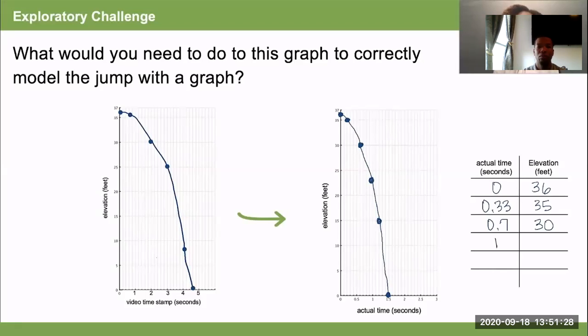When I paused the video at 1 second, I noticed that the jumper's elevation was 24 feet. I paused the video at 1 and 25 hundredths of a second, and the jumper's elevation was 15 feet. And then when I paused the video at 1.5 seconds, I noticed that the jumper's elevation was 0 because that is when the jumper splashed into the water.